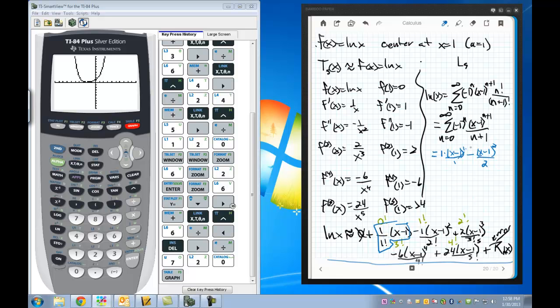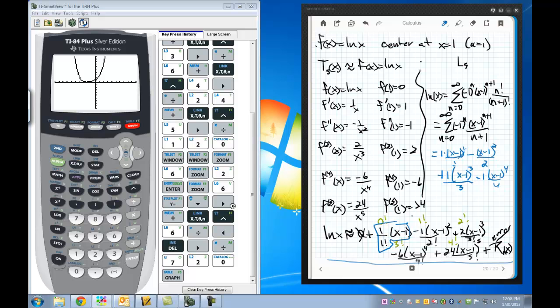What's my next term going to be? When n equals 2, now I've got negative 1 squared, so it's going to be plus 1 times, oh, wait, but I need to account for this 2 factorial here. No, I don't. Let's see, 1 times (x minus 1) to the, when n is 2, so I'm going to get (x minus 1) cubed divided by 3. Now let's make sure that that's true. 2 factorial, which is 2, divided by 3 factorial. Yeah, that's just the third. Minus 1 times (x minus 1) to the fourth.